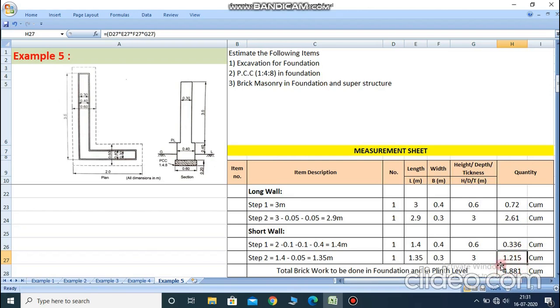Now we easily calculate that in 1 meter cube, 500 bricks are required. So for 4.881 meter cube, how many bricks are required? So we easily calculated the total number of bricks required in the estimation.